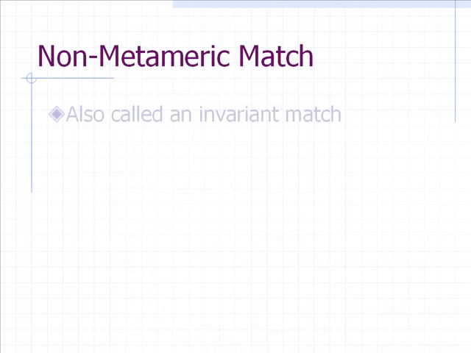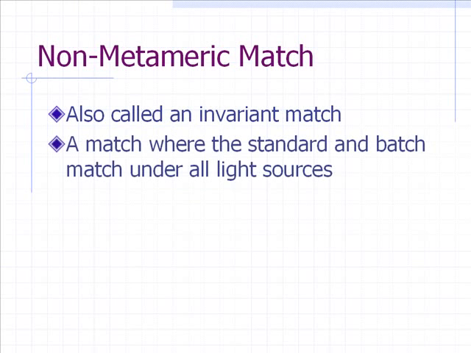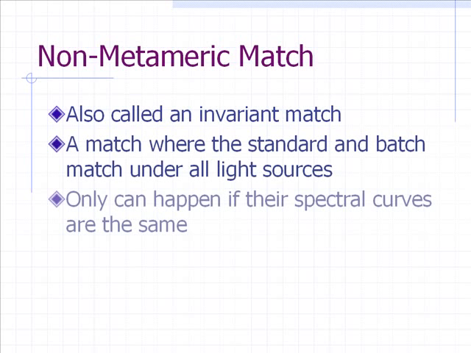A match where the standard and batch match on all light sources can only happen if the spectral curves are the same. And theoretically speaking, only if the material is the same. If we have the same pigments, the same formulation in PVC versus polyethylene, it may not be the same anymore because the material you put it in is different. So the only way the curves can be the same is if the same colorants are used.